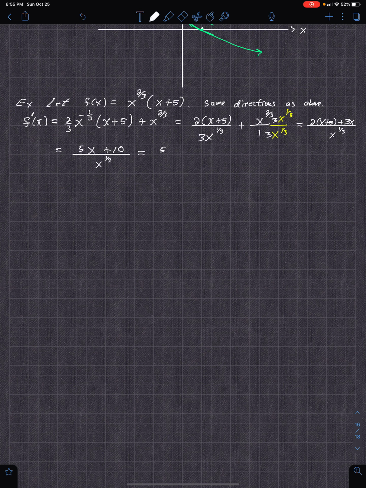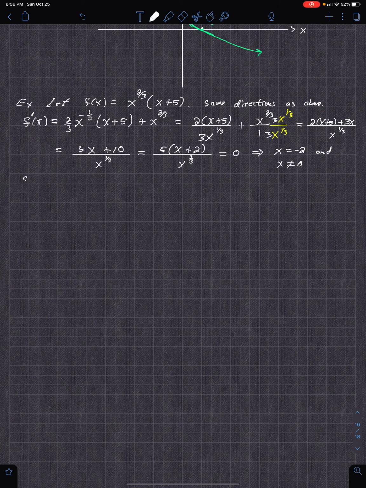Okay, so now you can factor out the 5 and have x plus 2 over x to the 1/3. And so now you have critical values pretty easily. So set that equal to 0 and solve. That implies x is -2, and x cannot be 0. So we have those two critical values to check out. All right, so we'll leave that there.